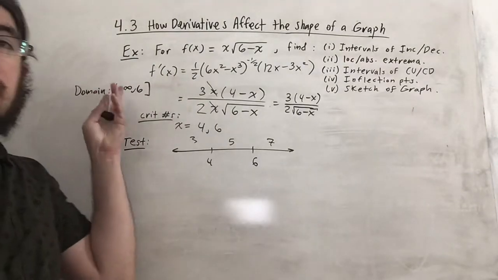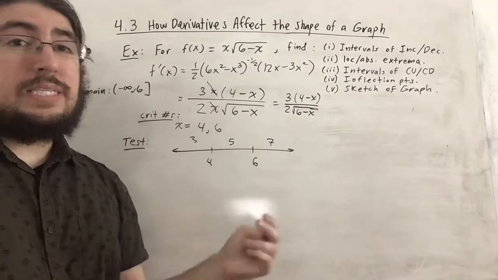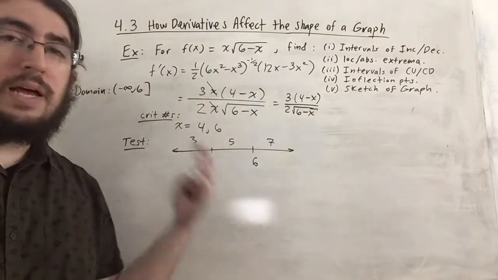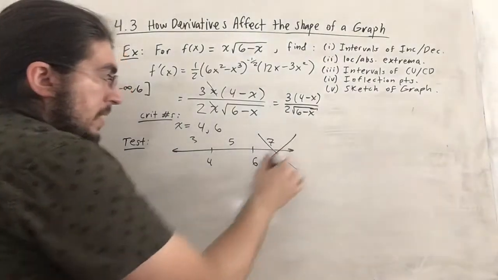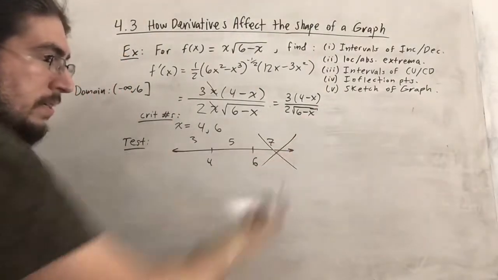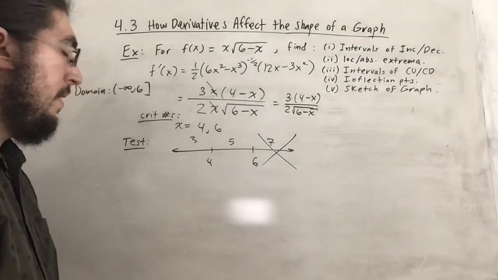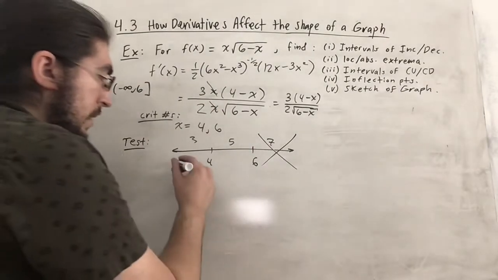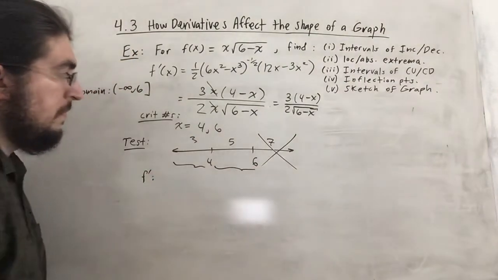So plugging in any other numbers besides these, in other words, numbers greater than 6, will cause an issue, will have a negative inside of a radical. So this is bad news, because in that area there's like nothing going on with the graph. Okay, so we can plug these numbers in, we can test for the first derivative, and let's see what happens.